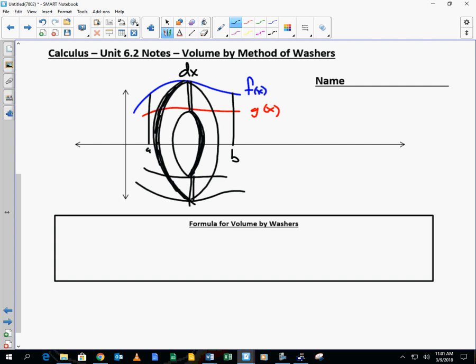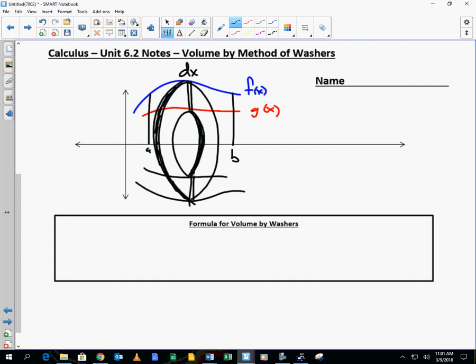You've got this washer thing. Anybody ever cut up a pineapple? You ever core a pineapple? You take out the center, and then you cut up those slices. You get those pineapple slices. They kind of look like washers. Kind of the same type of thing going on here, isn't it? So that's what we have.